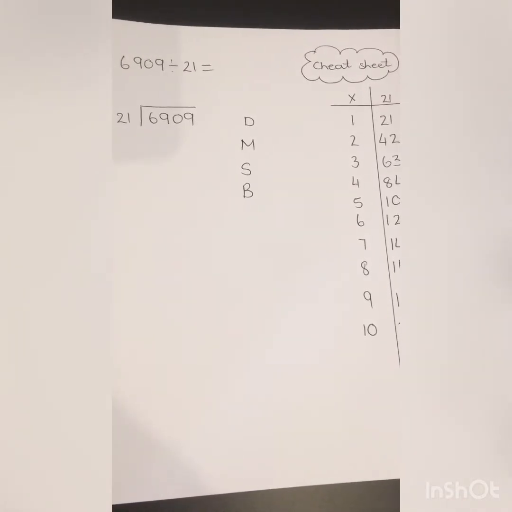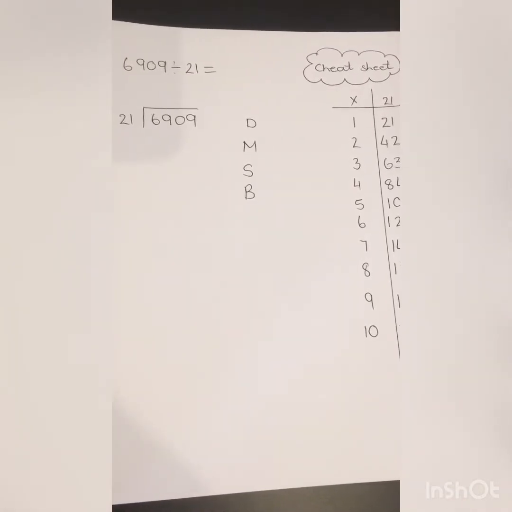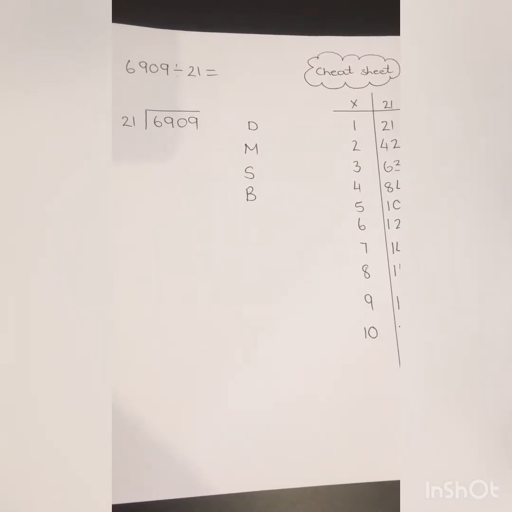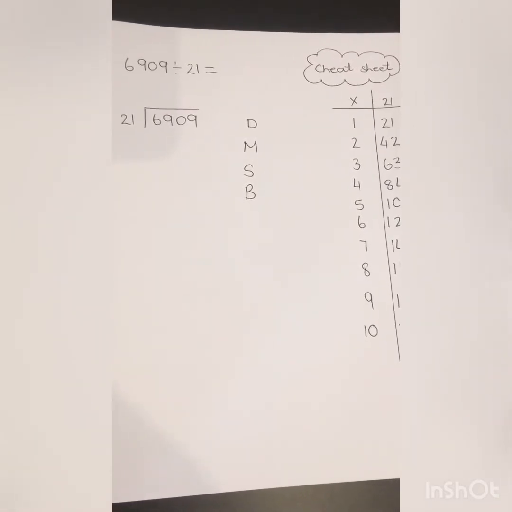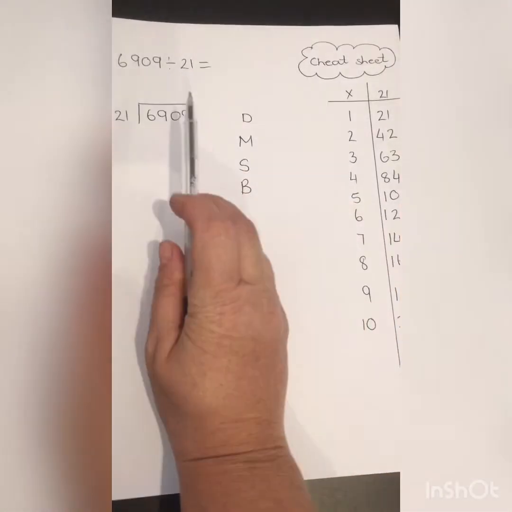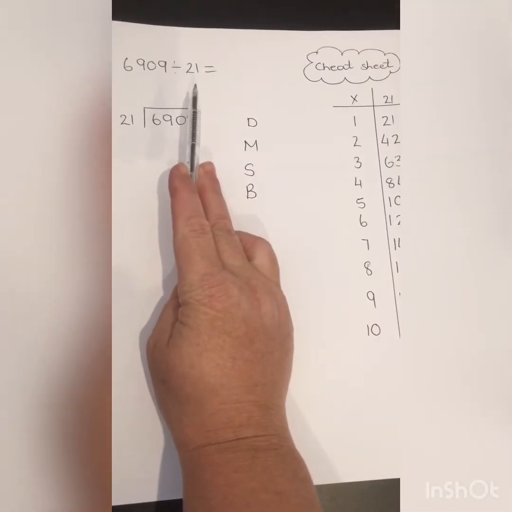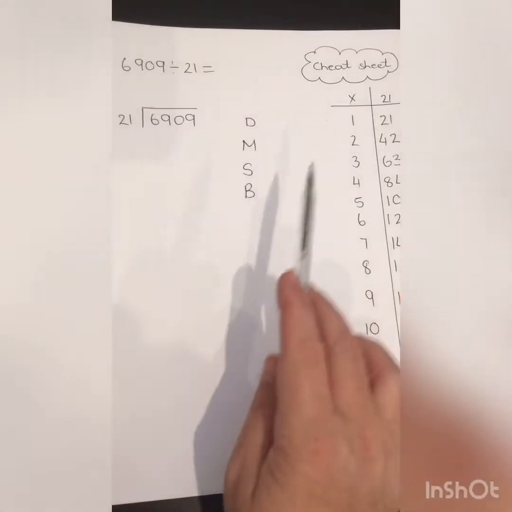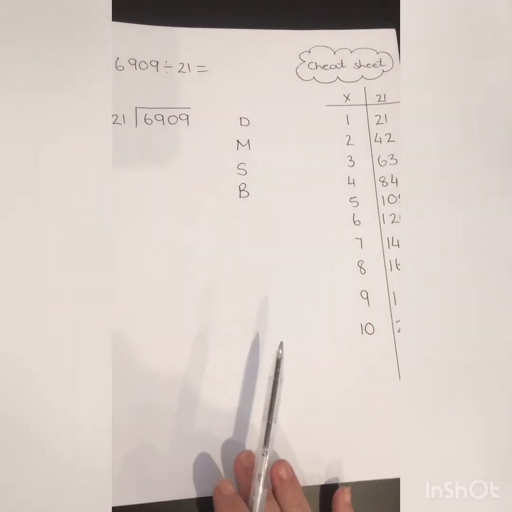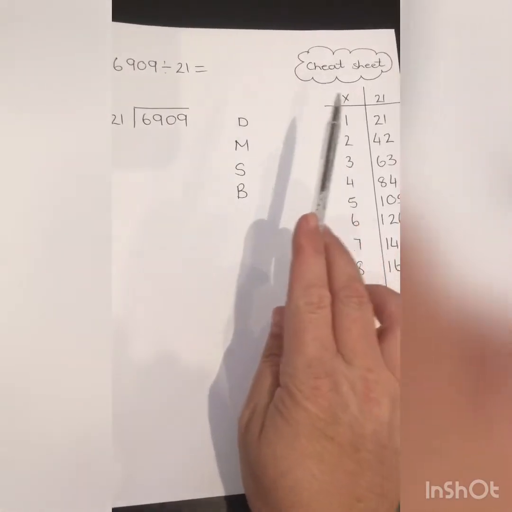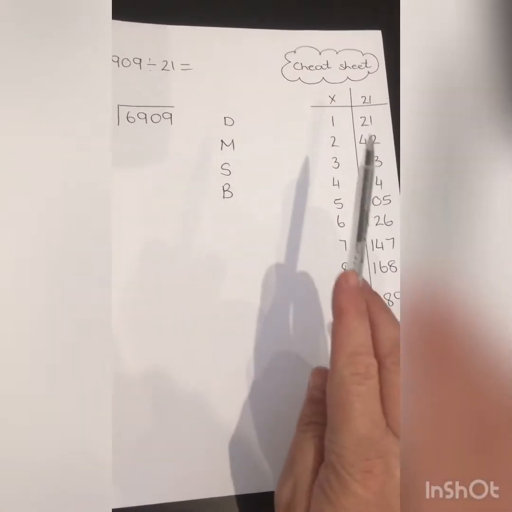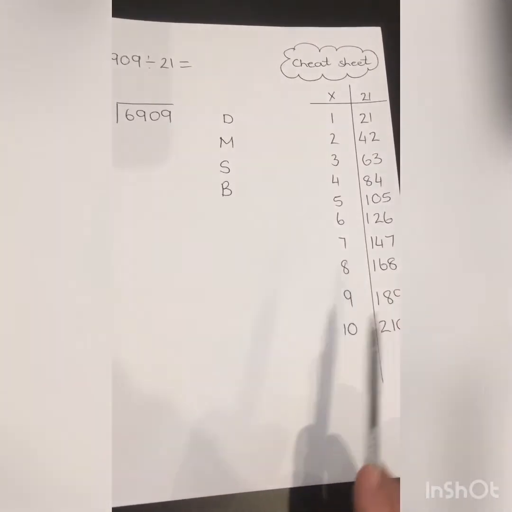Right, boys and girls, I promised you that I would share with you another long division. The first one I gave you was where you were dividing by 1 digit. This time we're going to divide by 2 digits, for example, dividing by 21. Remember, everything is set out the same way as before. We need to work out our cheat sheet. Yes, you should not be using a calculator, but your brain and working it out.